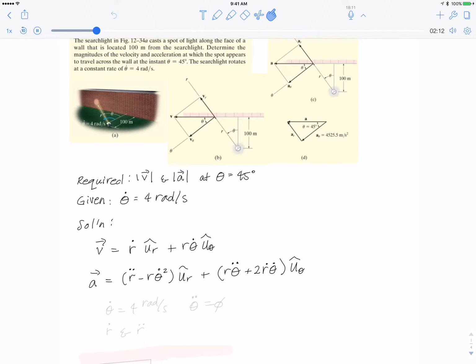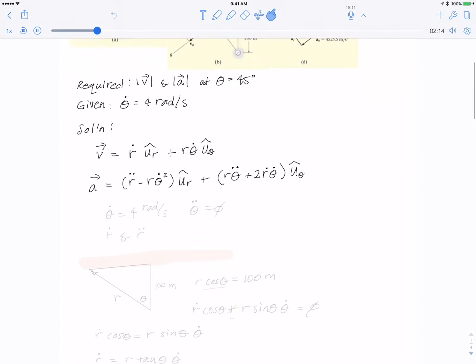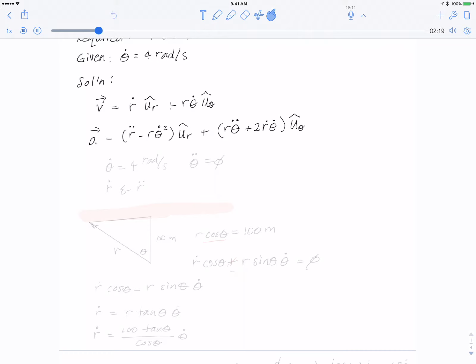So let's start with theta dot and theta double dot. When I look at it, it says that theta dot is 4 radians per second, and it says that that's constant. So that means that theta double dot is 0. Now what we need to do is find r dot and r double dot. You can see from the picture, as the searchlight rotates, as the angle increases, the distance the light has to travel to hit the wall is also increasing. So there is a change in length, so there's an r dot, and there's probably an r double dot. We're going to have to do a little bit of geometry to solve this.